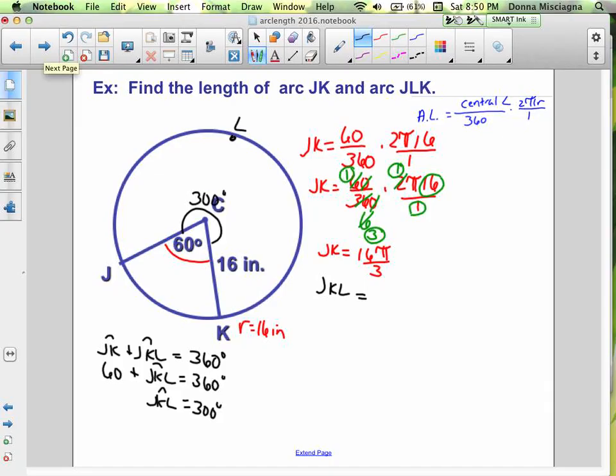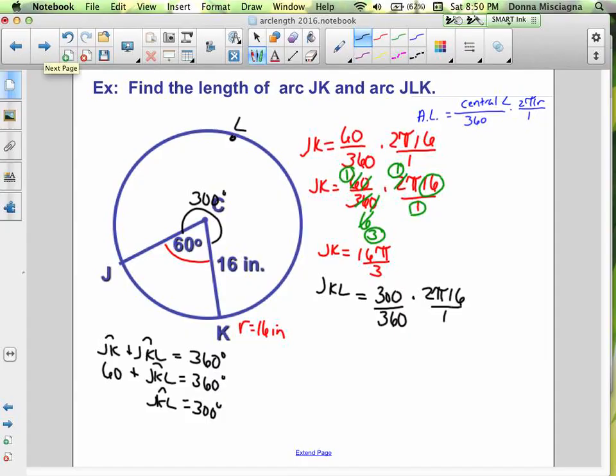So we have 300 degrees, 300 over 360, the whole circle. This is the fraction of the circle, right? We want 300 over 360. That's how much of the circle we want, times the circumference, because all arc length is a portion of the circumference. So if you multiply the circumference by the fraction of the circle we want, we'll get arc length. So 300 divided by 360 times 2 pi r, so that hasn't changed, it's still 2 pi 16.